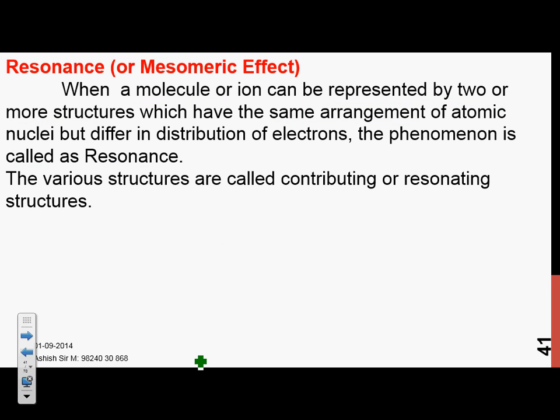Okay. Continue. The various structures: we got 3 structures of carbon dioxide. All these various structures are called contributing resonating structures. Did you understand till here? And one more nice thing. But sir, which one is the structure of carbon dioxide? Out of all these 3, yes.